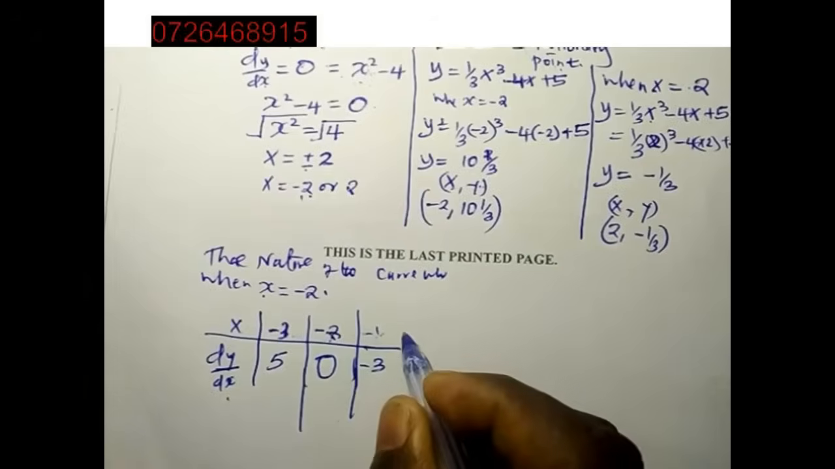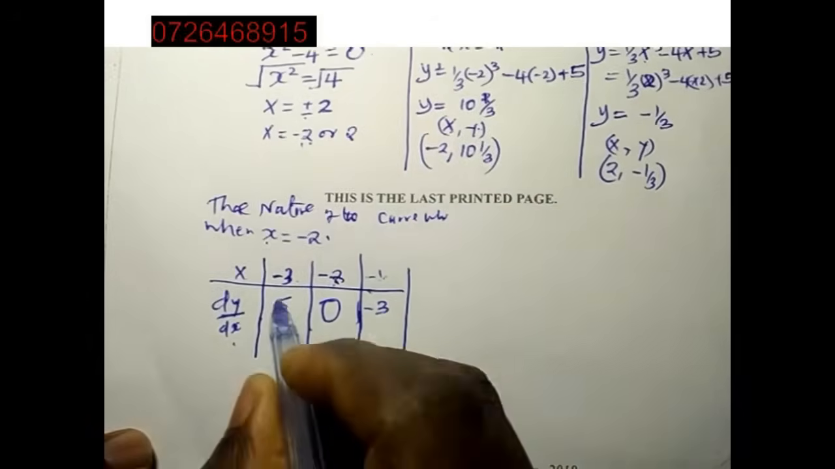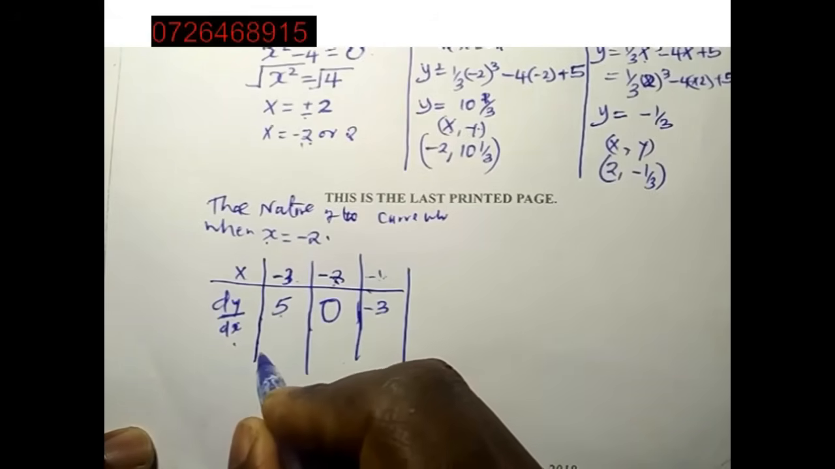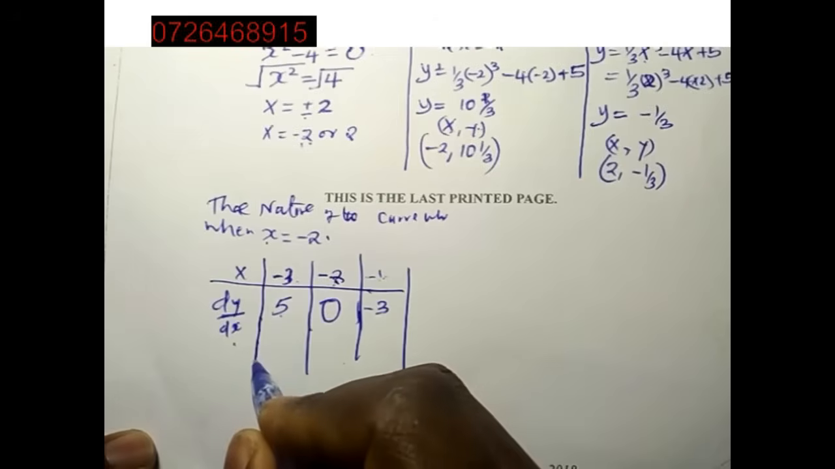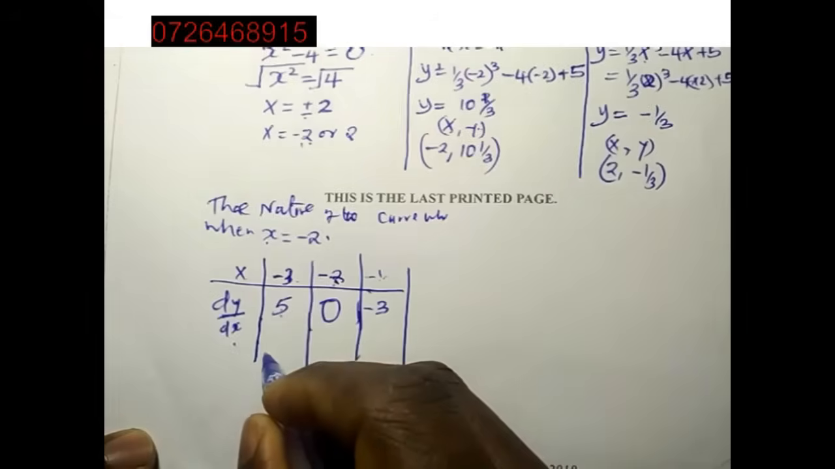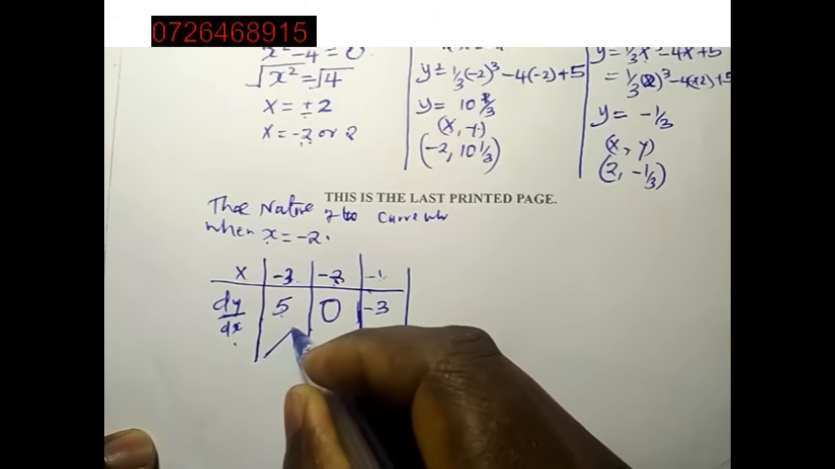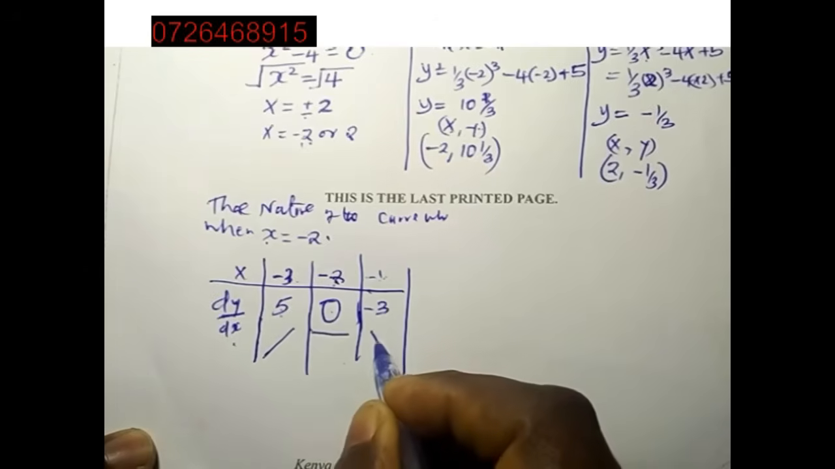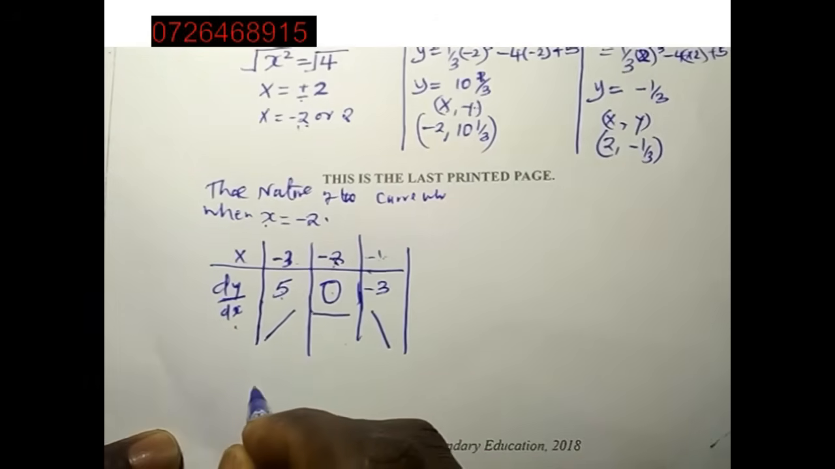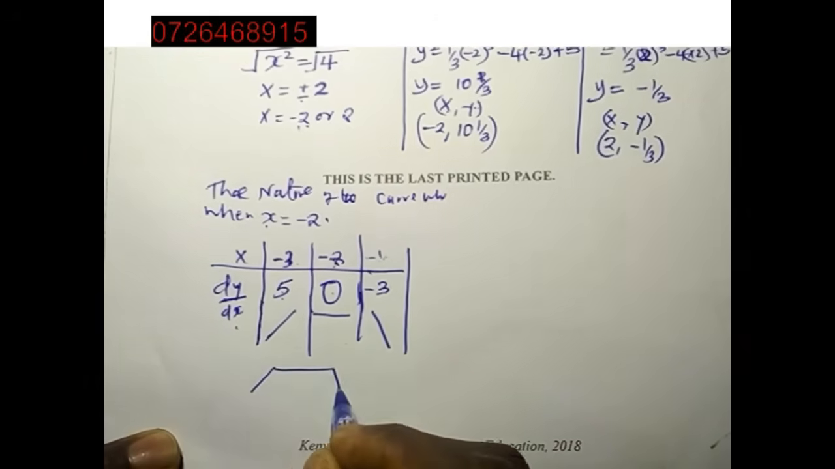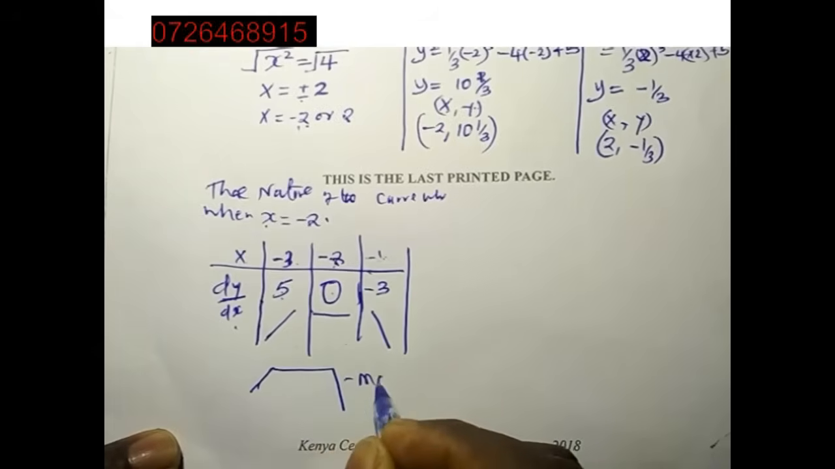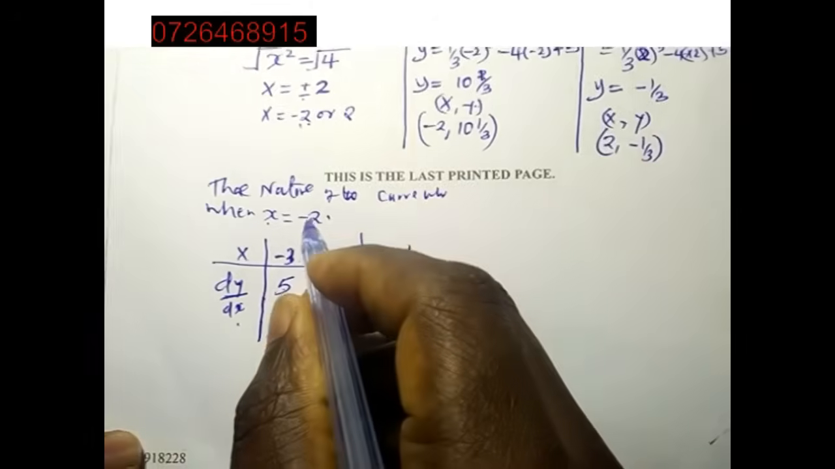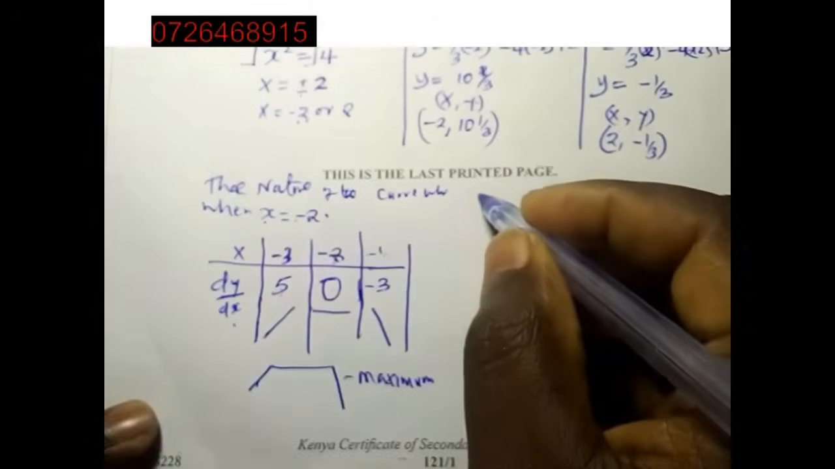Now, 5, we go up. Using those diagrams you learned in differentiation, 5 is positive so we go up like this, 0 becomes flat like this. Okay? Negative goes down. So this means this is the max, it is in the maximum. This one we call the maximum. So it is at maximum when x is equal to negative 2.